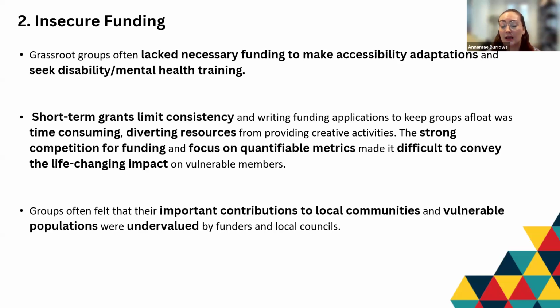There was also a really strong competition for funding, particularly among grassroots groups in smaller local areas. And the focus on quantifiable metrics within these applications, so needing numbers and percentages and being able to really showcase with numbers your impact, often made it difficult to convey the life-changing impact that these groups actually did have on vulnerable members in society. And so groups often felt that their important contributions to local communities, and particularly the most vulnerable people in society, were often undervalued by funders and local councils.